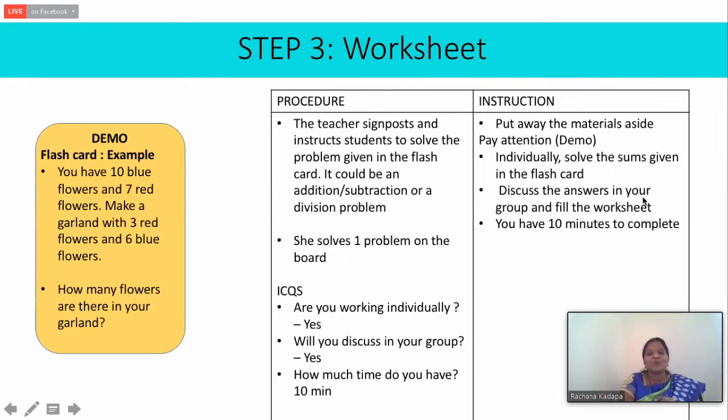Then she solves 1 problem on the board. So here, ICQs. Are you working in your group? Fantastic. How much time do you have? Then she'll get the answer, 10 minutes. Next slide, please.